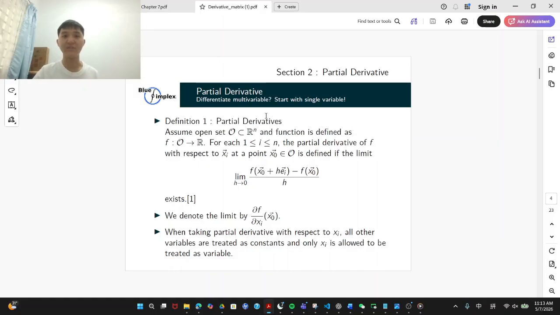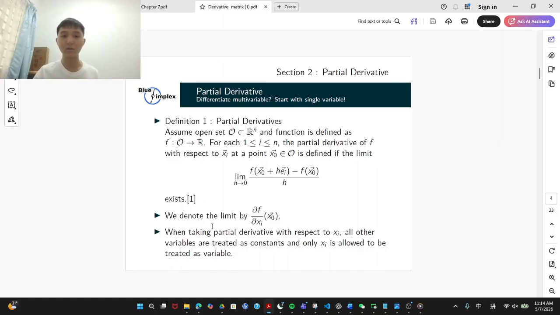The next part is the partial derivative. What is the meaning of the partial derivative? This is the definition: if this limit exists. This limit is very familiar. The h we can express as the rate of change, and the vector ei means the unit vector. Let me give an example in two dimensions, which has directions x and y. If the unit vector is (1, 0), then this limit is the rate of change along the x direction. If the unit vector is (0, 1), then this limit is the rate of change along the y direction.